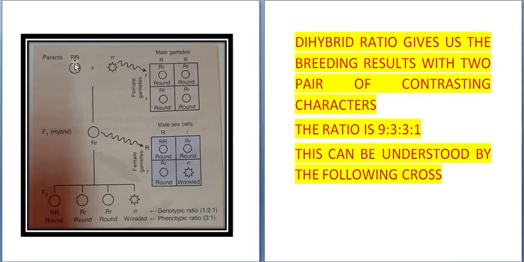Round being the dominant character, the genes are written as capital R, and for wrinkled, because it is the recessive character, genes are written as small r. In the first generation, all the offspring had the genes capital R, small r, and all the seeds were round. Then 2 from the first generation were taken and they were crossed with each other.